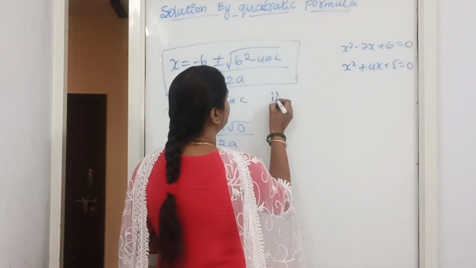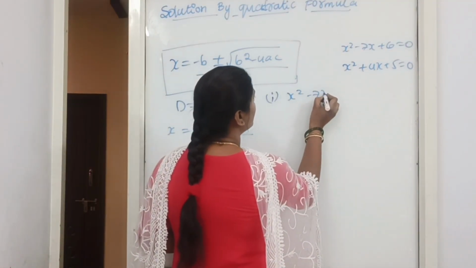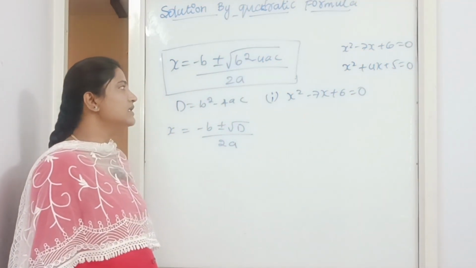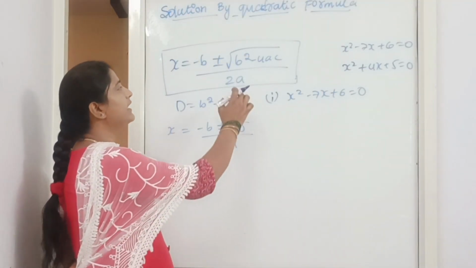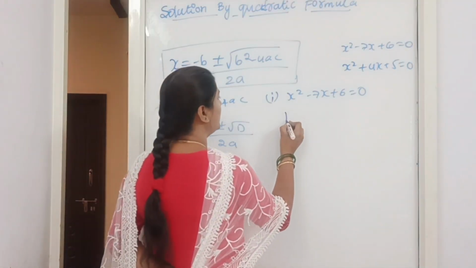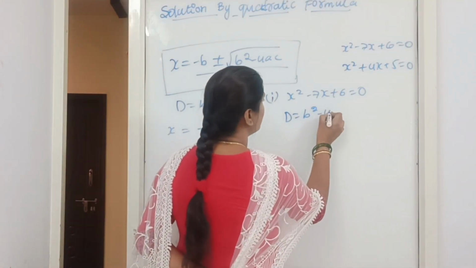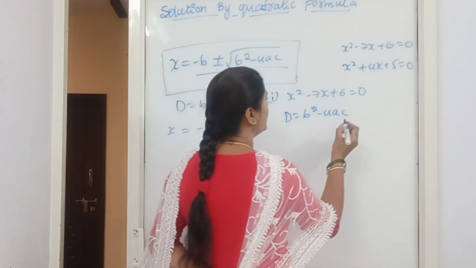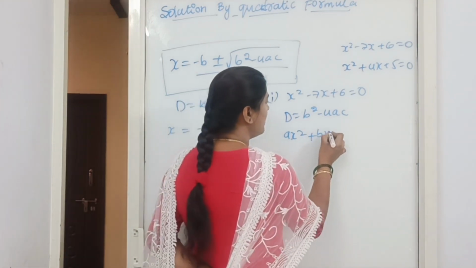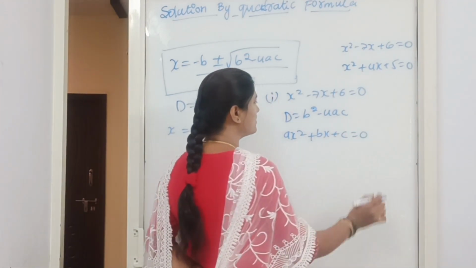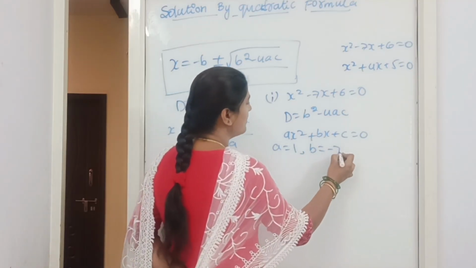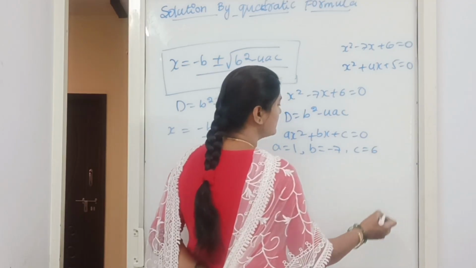Let us find the solution for these two equations by using the quadratic formula. Let me take the first one: x square minus 7x plus 6 is equal to 0. In the quadratic formula, the discriminant is there. Firstly, we will find the discriminant. So D is equal to b square minus 4ac. What is b? We have to compare this with the general form ax square plus bx plus c is equal to 0. What is a? 1, b is minus 7 and c is 6.